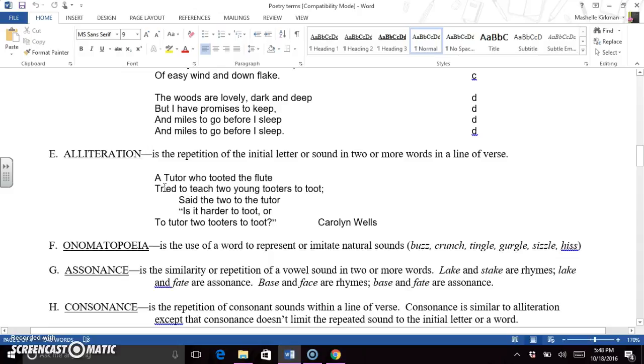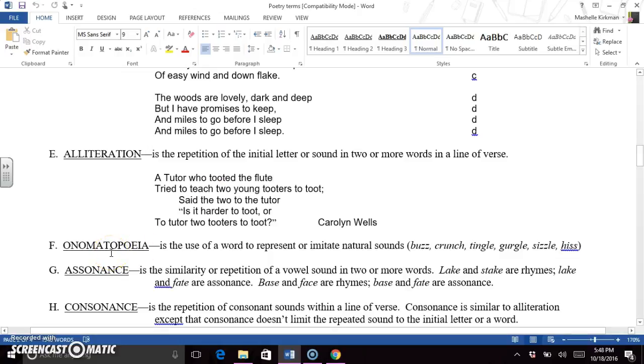And remember, alliteration doesn't have to be 10, 15, 20 words in a row. It can be 2 words next to each other. So you can have here "teach 2," and that would be an alliteration. Okay, the example I gave you is a larger example though.